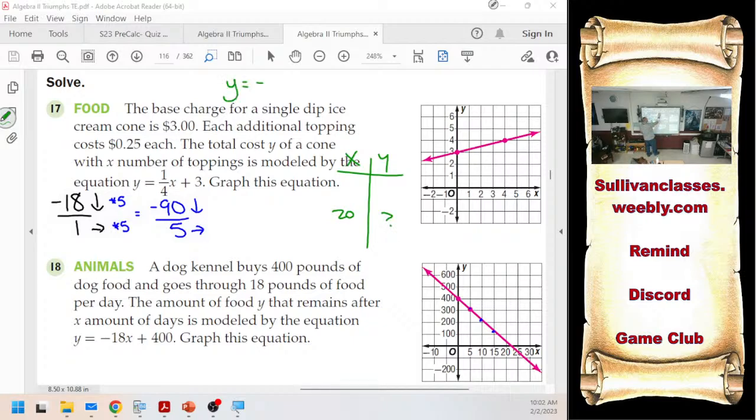If I say y is negative 18 times 20 plus 400, I get negative 360 plus 400, which is 40. I can plot the point 20, 40. I can kind of ballpark it. I already have my y-intercept, and I can connect the dots. Okay, so if the scale gets weird, you might have to wiggle it a little bit.